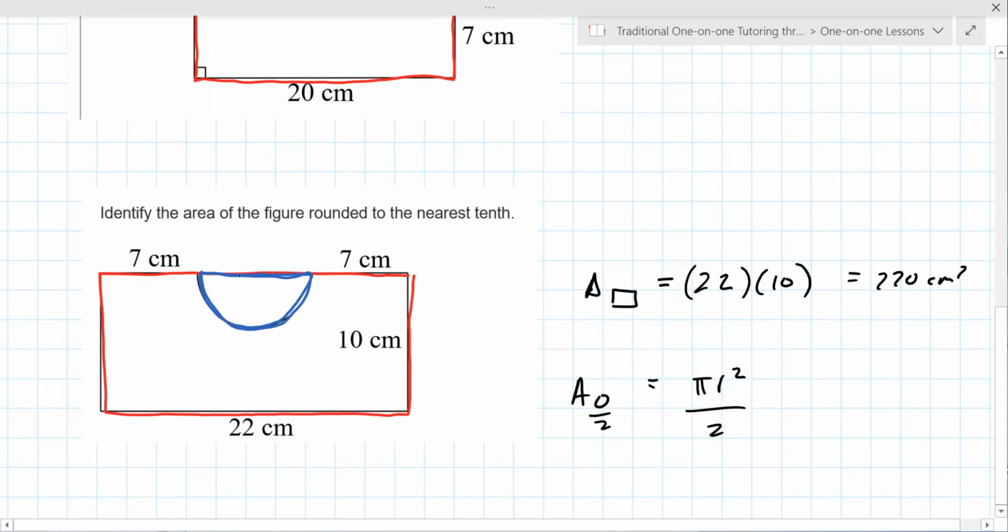So the radius is half the diameter. Remember we talked about that? So this is 7, this is 7, the whole thing's 5. So the half circle would be 5. Well, hang on a second here. I'm not sure you follow. This whole length is 22. Yes. That's 7 and that's 7. So what's this distance across here?